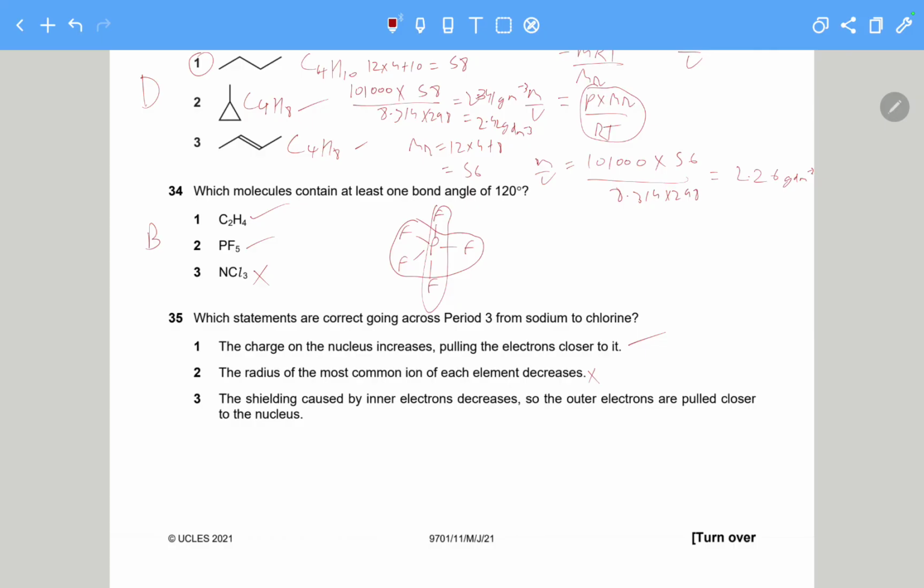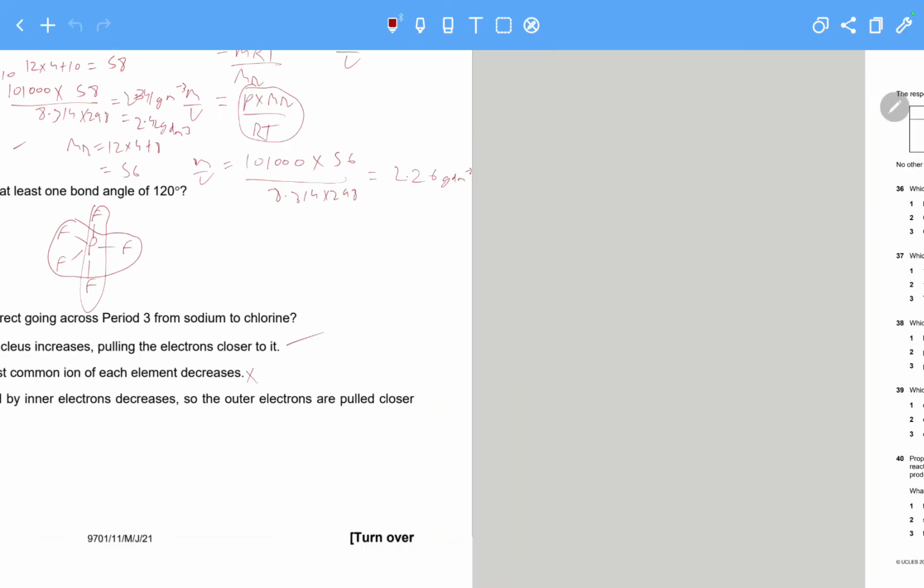The shielding caused by inner electrons decreases, so the outer electrons are pulled closer to the nucleus. This is also wrong because the shielding technically increases. The change in shielding across a period is almost negligible, but it certainly increases a little bit because you're adding electrons as you're going across the period. So this is wrong. Correct answer has to be D.